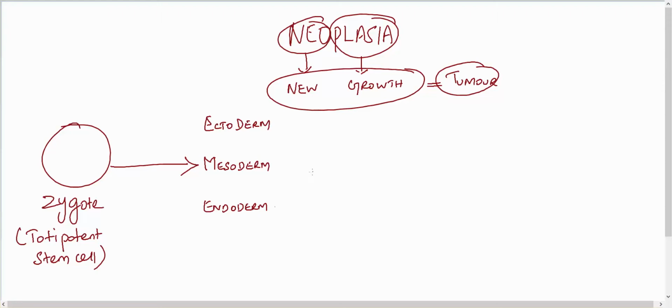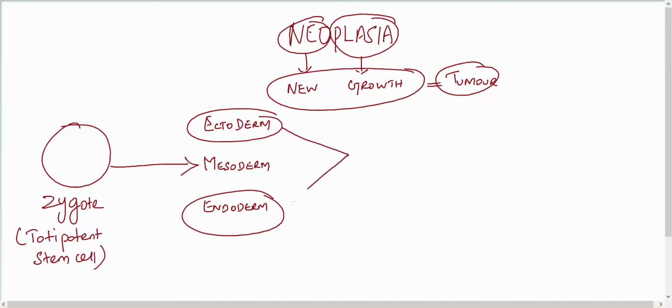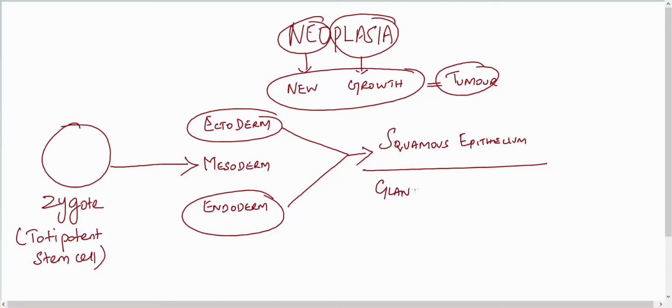In a tissue we have epithelium and the supporting structure. The epithelium comes from these two layers. If it comes from the ectoderm, it is squamous epithelium, and glandular and other types of epithelium come from the endoderm.